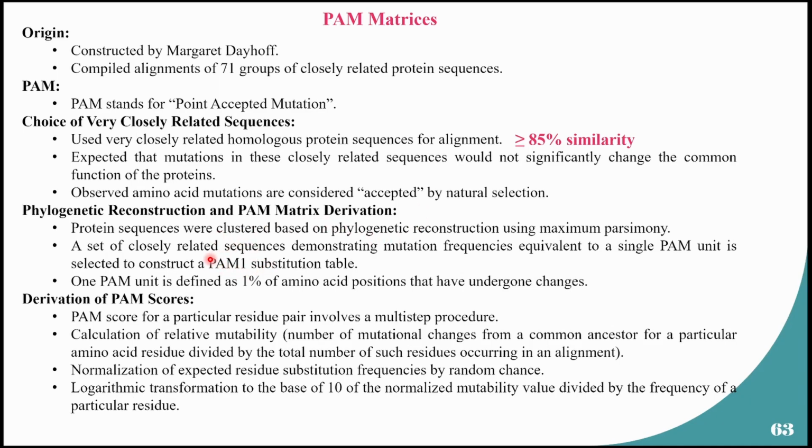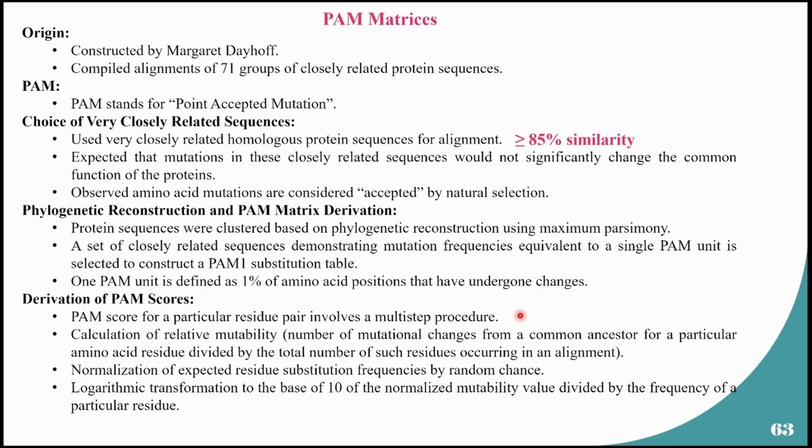Now, first what they do is that you have to calculate a PAM1 substitution table. So based on the mutation frequencies from one amino acid to another, you have a PAM unit of a single PAM, right? One PAM unit can be defined as 1% of amino acid positions having undergone changes. And then for the calculation of PAM2, PAM3, and any of the subsequent PAM values, you have to go for matrix extrapolation, matrix multiplication basically. So you have to extrapolate that value. You do not calculate that value specifically.